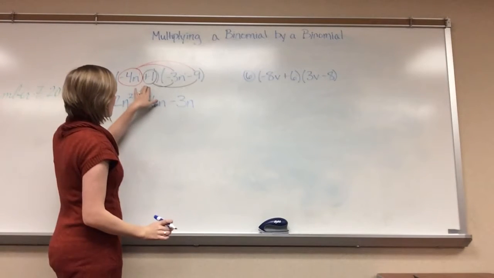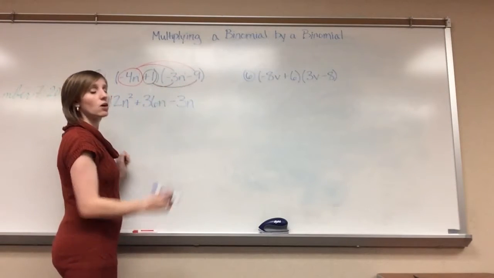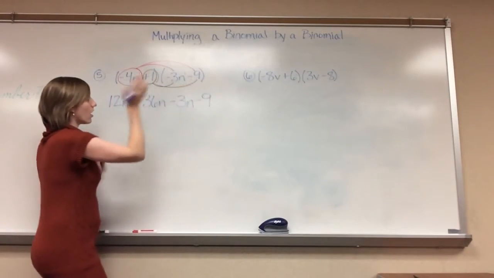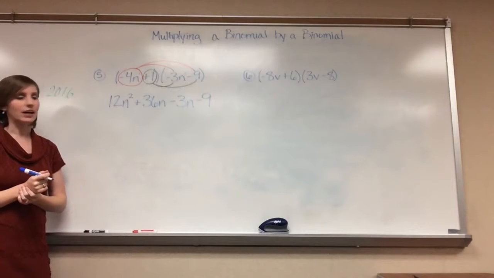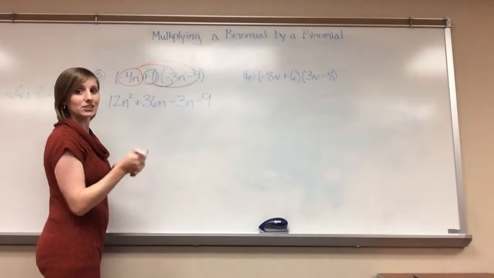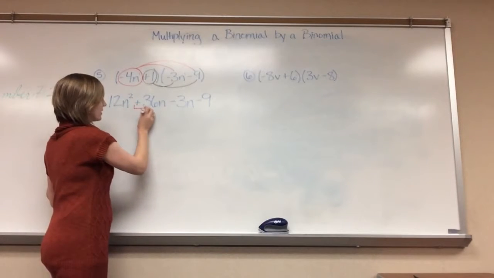After that, I need to multiply positive 1 times negative 9. Well, 1 times negative 9 is negative 9. There's no letter involved, so it's just negative 9. After that, our last step is to combine those like terms right here.